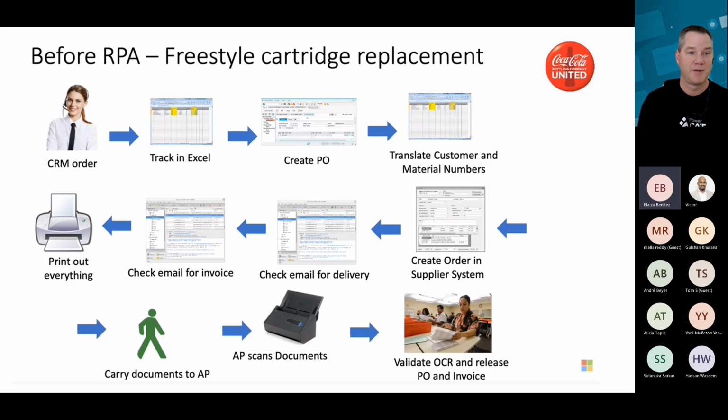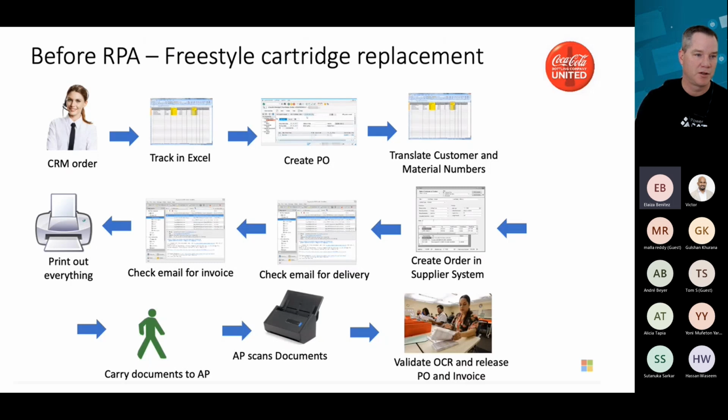And historically, that's been a manual process where someone would call essentially a customer service agent. They would track the request inside of Excel. They would create a PO. They would do some sort of translation inside of the spreadsheet. They'd print everything out. They would check an email for an invoice, check the email for delivery, create the order in the supplier system, carry the documents to accounts payable, scan documents, validate the OCR, release the PO and the invoice. These are all steps.